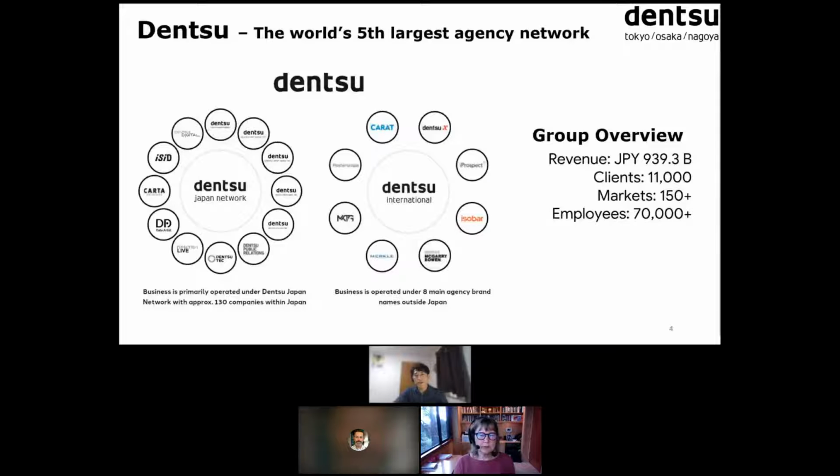So this slide is about my company, Dentsu. Dentsu is the world's fifth largest advertising agency network. We have a lot of different business entities such as CRM, creative boutique, data analytics, and of course, media agency as well. We operate in over 140 countries and have over 70,000 employees.